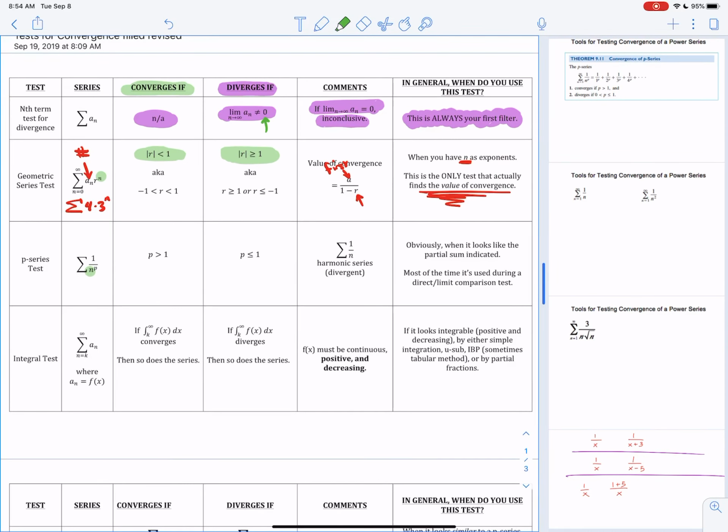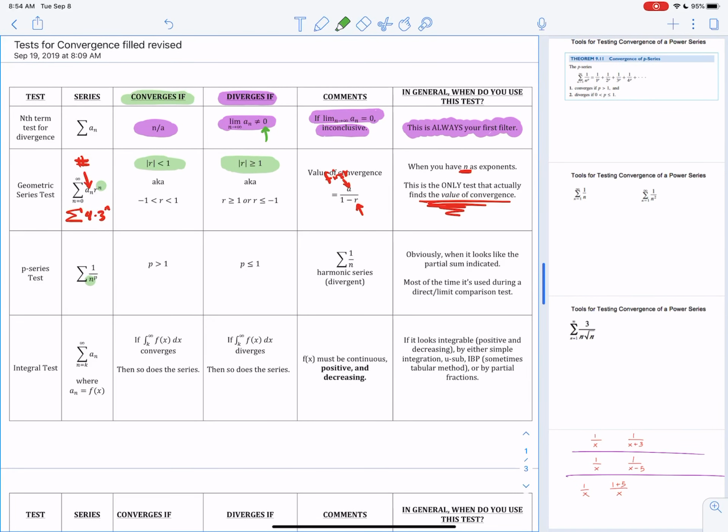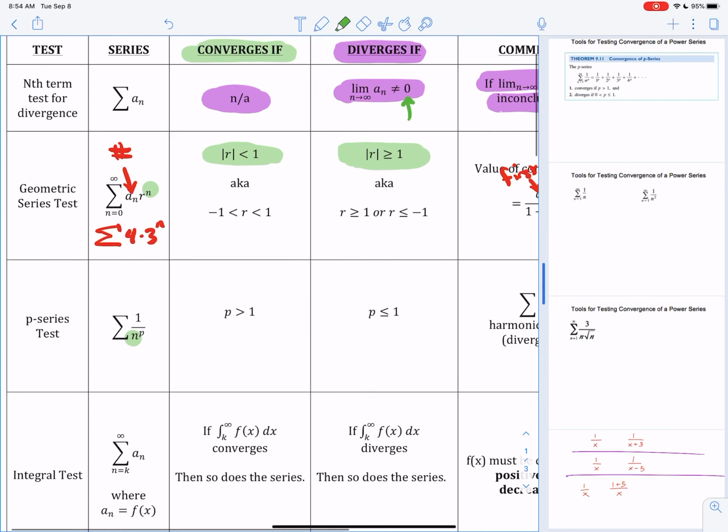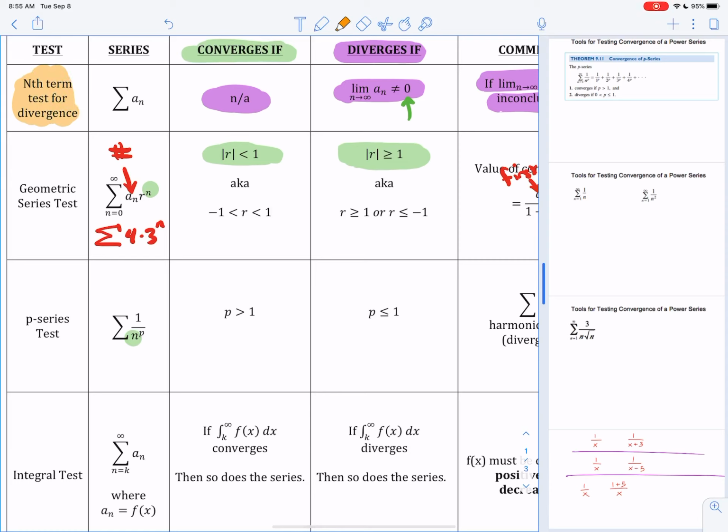I'll tell you right now, all of these tests are very easy to run. The tough part is knowing which test to use. Okay, so keep that in the back of your mind, all right? So again, divergence test, we run it always. And if you notice that there's something to the n power, you might want to use the geometric series test. But if you notice it's 1 over n to the something power, you're going to run the P-series test, okay?